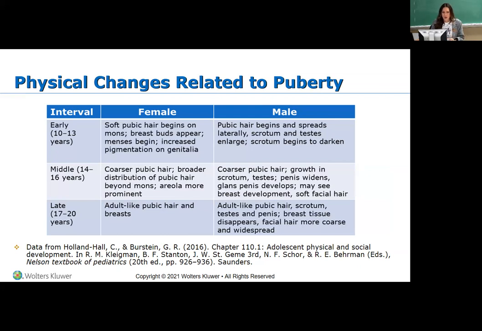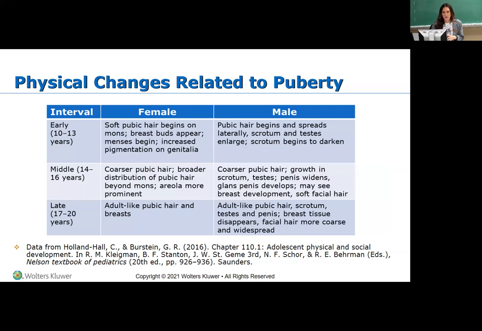In the late 17 to 20 years old age for females, they will start getting adult-like pubic hair and breasts. So that's when they're fully formed as far as their reproductive changes. The boys during this time, this is really when they start looking like men. I have a lot of female friends that have sons this age, and they're like, oh my gosh, I just look and I just see my husband, they're just fully formed.